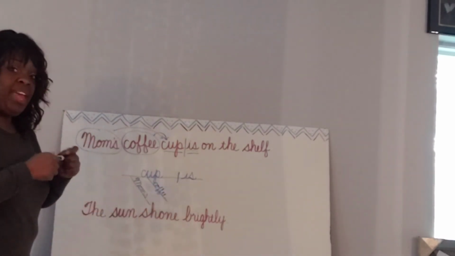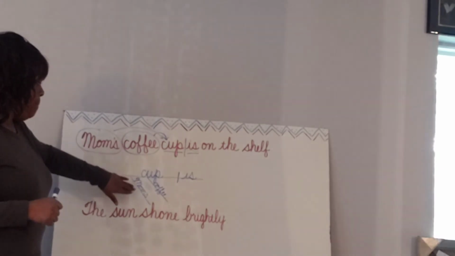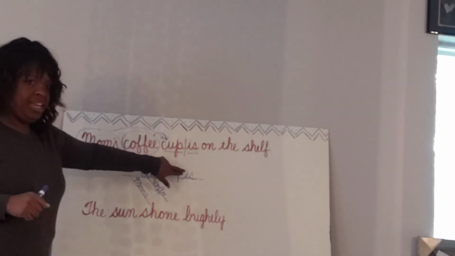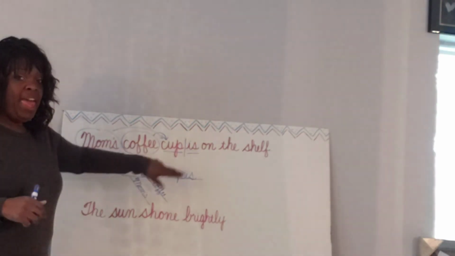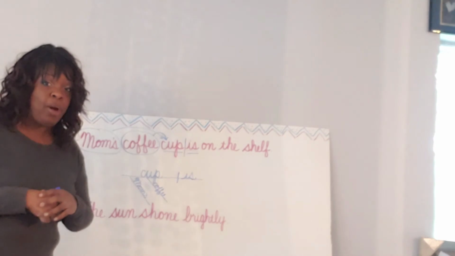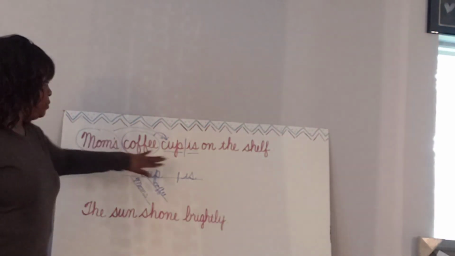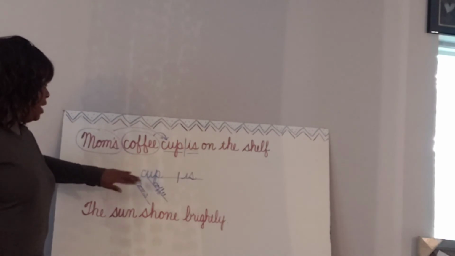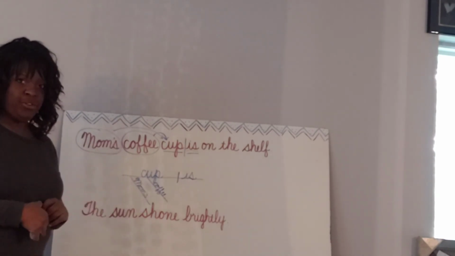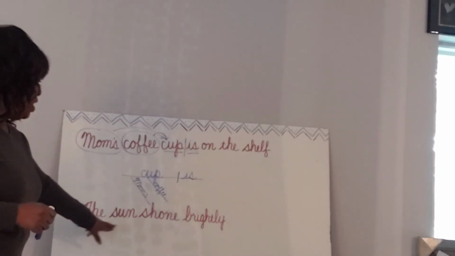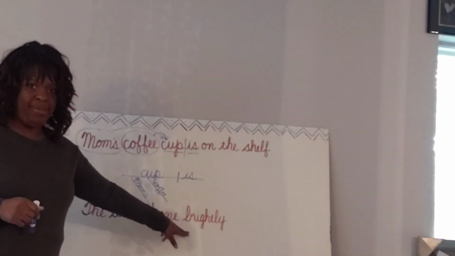So then we have our sentence. Mom's coffee cup is, all right? And when you get in the older grades, you'll learn where on the shelf comes in and all those other parts. But right now, what we're just worrying about is our verb. Then we do our subject and our adjectives underneath, okay? Now look at our next one. It says, the sun shone brightly.